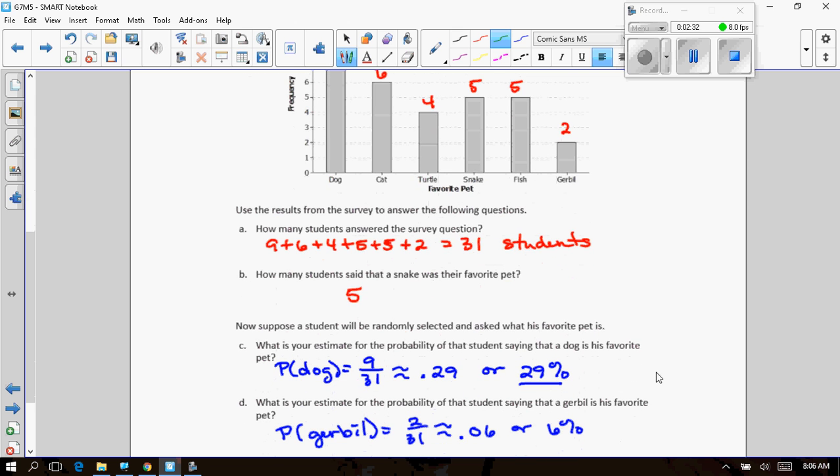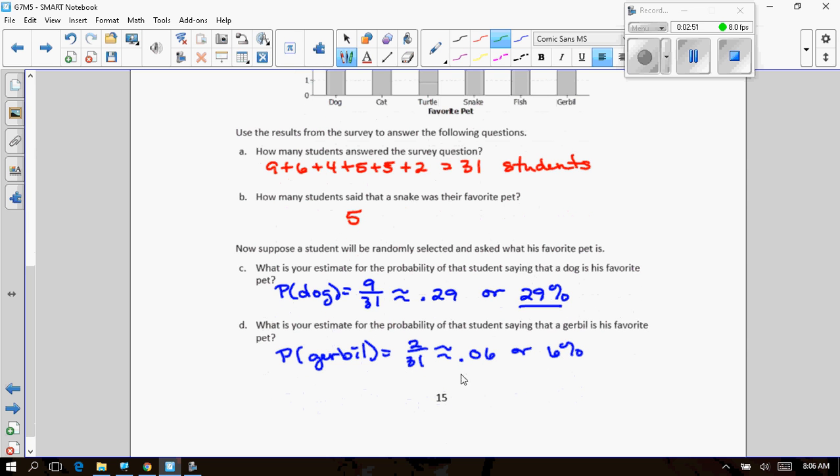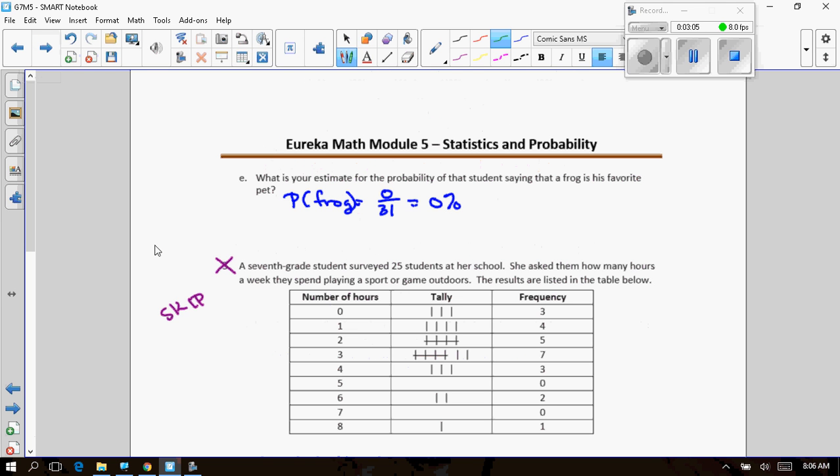Then we get into doing some probabilities. What's the probability that you're talking to a student that says dog is their favorite pet? So the probability of having a dog was 9 out of 31, which is about 0.29 or 29%. You have a 29% chance of picking someone who said dog's their favorite pet. What about gerbil? Well, there were only 2 out of the 31 kids who said gerbils, so that's about 0.06. Again, these are estimates, and that's 6%. What about part E? Part E said, what's the probability of having a student pick frog? Well, frog wasn't even an option, so there's 0% chance of that happening.